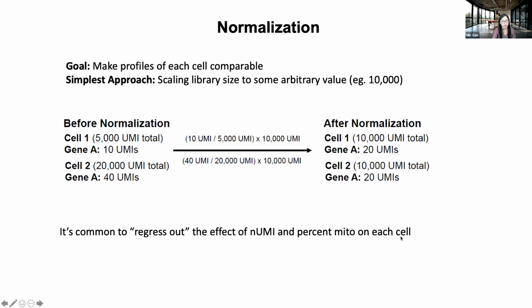After we do the filtering and QC, we need to normalize our dataset. The goal of this step is to make the profile of each cell comparable. The simple approach is to scale the library size to some value such as 10,000. Here shows the dataset before normalization and after normalization. We can also regress out the effect of the number of UMIs and the percentage of mitochondrial genes.